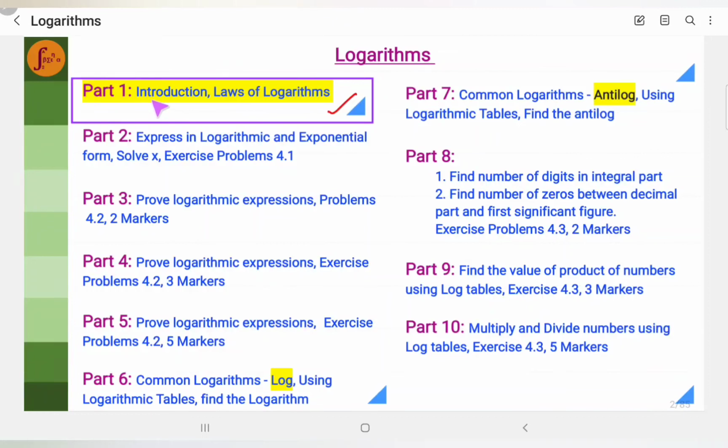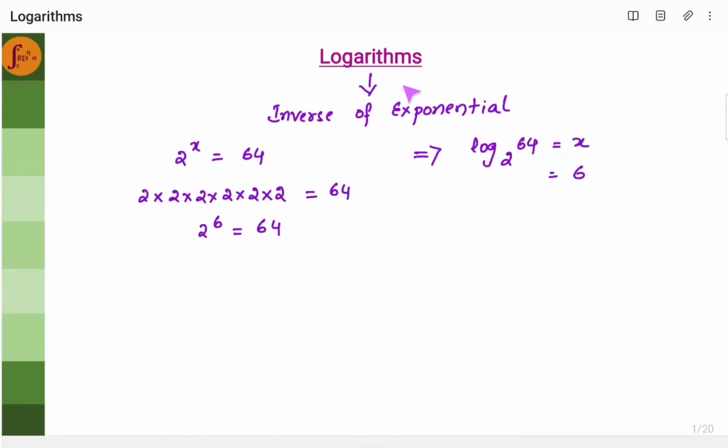Hi everyone. In this video we'll go through what is a logarithm and the laws with respect to logarithms. Now, what are logarithms? Why do we need logarithms? Logarithm is nothing but the inverse of exponential.